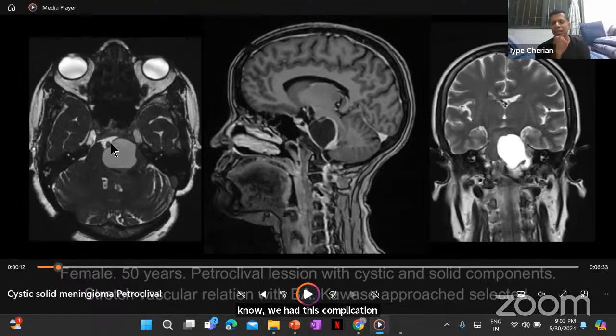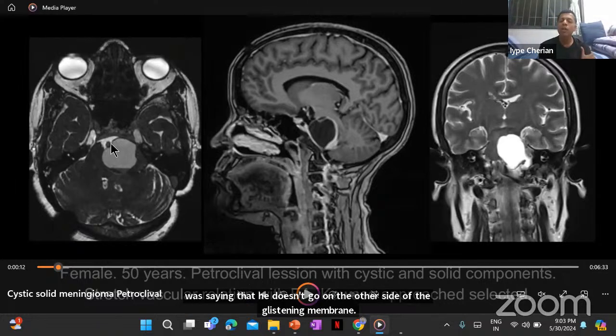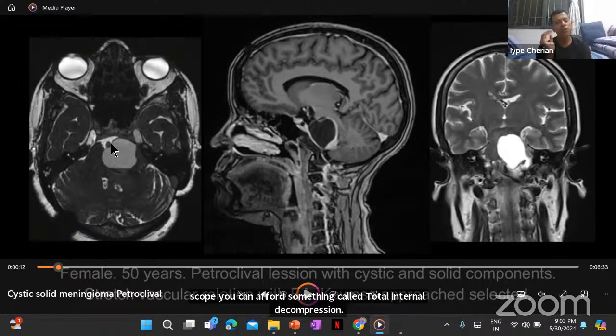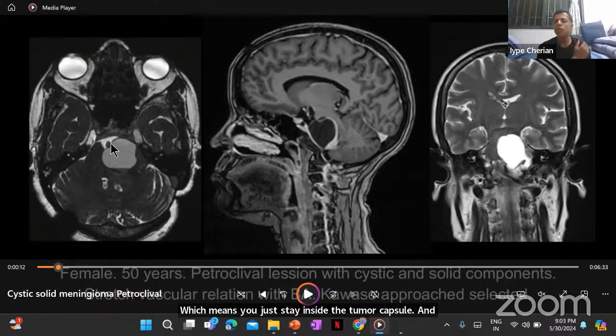So we decided that we'll do something, as Professor Basant was saying, that he doesn't go on the other side of the glistening membrane. It's exactly what we do now. What we do is, with the exoscope, you can afford something called total internal decompression, which means you just stay inside the tumor capsule and you can take every bit of the tumor till the arachnoid. And we've never had any problems with that.